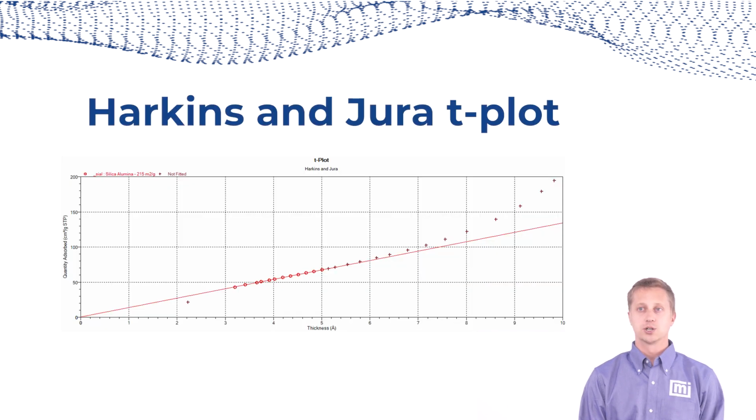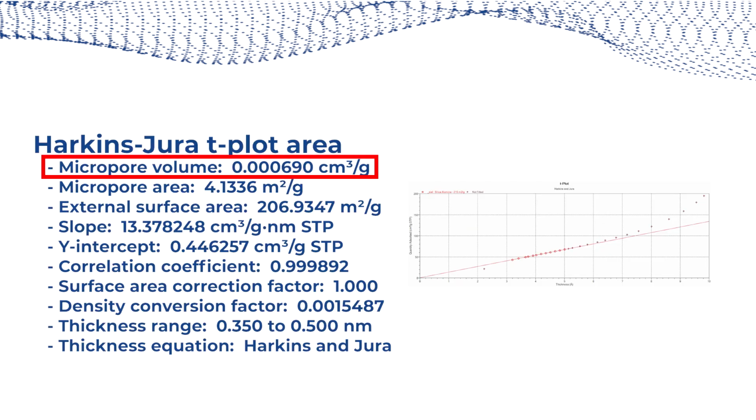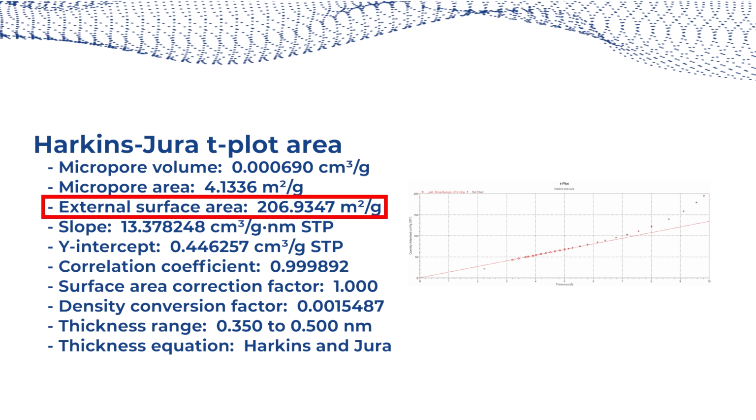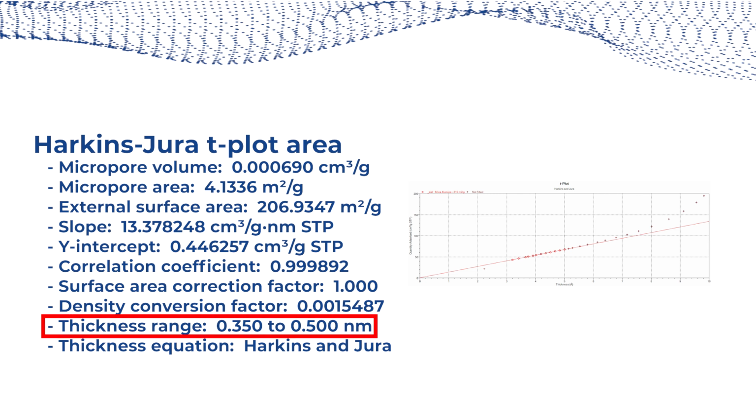Next up, we'll look at the Harkins and Jura T-plot area for this sample. We can see that we have very good agreement in the thickness range between 3.25 and 5 angstroms. We can see our micropore volume is very small at 0.00069 cubic centimeters per gram. Our micropore area is 4.1 meters squared per gram. Our external surface area is 206.9 meters squared per gram. We can also see our slope, y-intercept, correlation coefficient, surface area correction factor, density conversion factor, as well as the thickness range that we applied for the Harkins and Jura thickness equation.